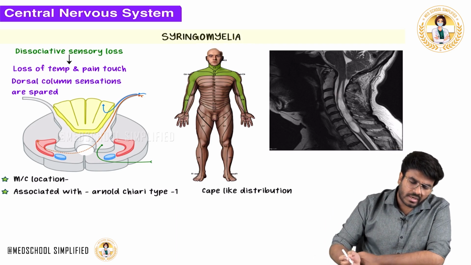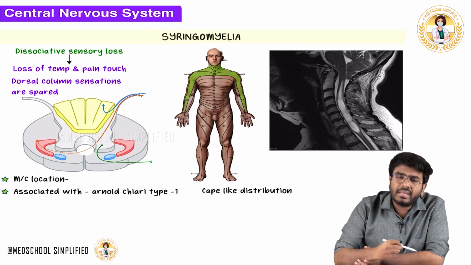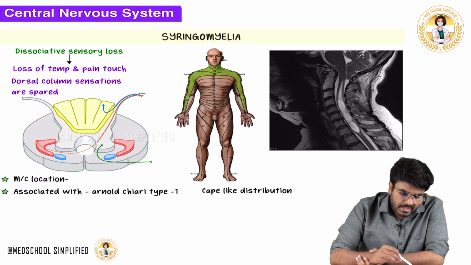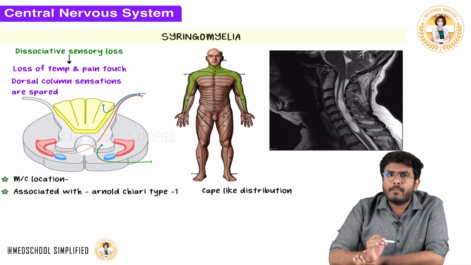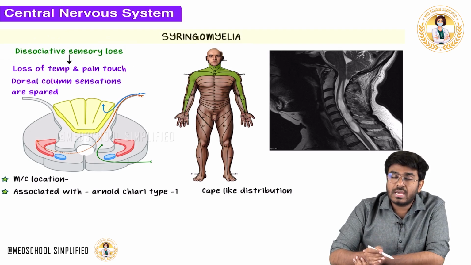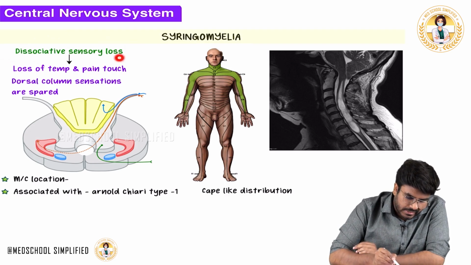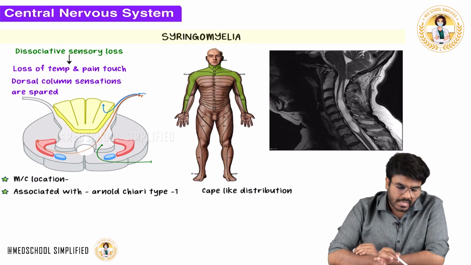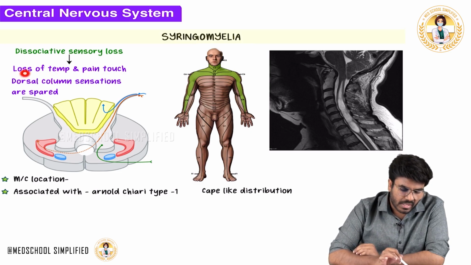Okay. Now, first of all, let's see the important points about Syringomyelia. In Syringomyelia, the patient is going to experience dissociative sensory loss. What is this? It's not a complete sensory loss, but dissociative, which means certain senses are lost and certain senses are preserved. Dissociative sensory loss means there is loss of touch, pain, temperature, pressure. There is loss of primitive sensations: touch, pain, temperature are lost.